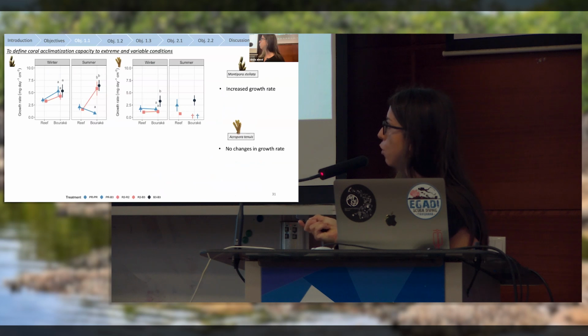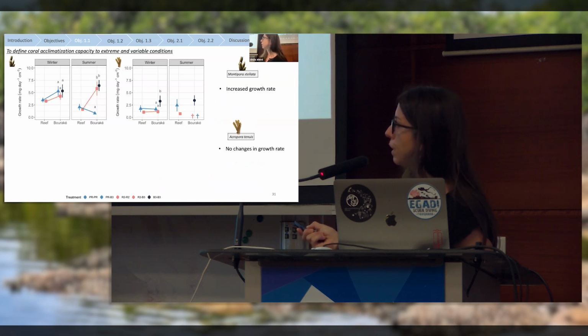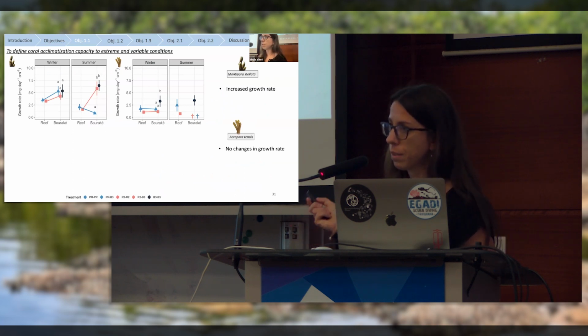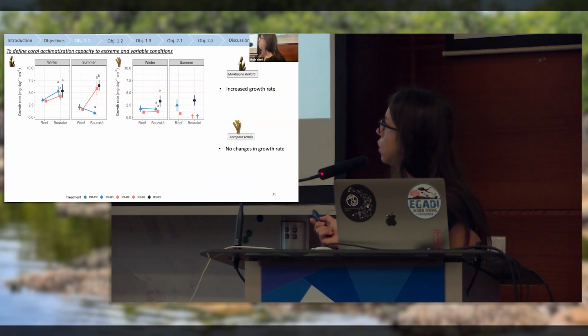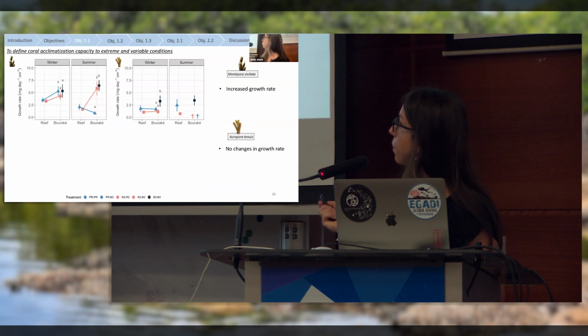Here is the average growth rate of the colonies at their reference site, at the origin site. Blue is the offshore colonies, red is the R2 inshore colonies, and the same colonies transplanted in Bouraké, together with the black dots, which represent the Bouraké colonies. As a first result, we observed that Montipora stellata increased growth rates in the new environment, in Bouraké, while Acropora tenuis did not change the growth rates.